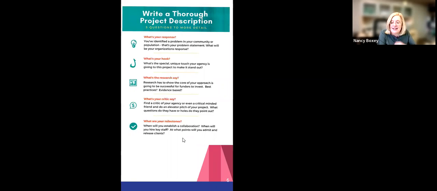So this is really starting to walk through the applications, and it starts with writing a thorough project description. I'll tee it up a little bit by saying, this is your case for giving. This is where you're really going to lay out what is the problem that you're trying to solve, and what is it that you're trying to accomplish.